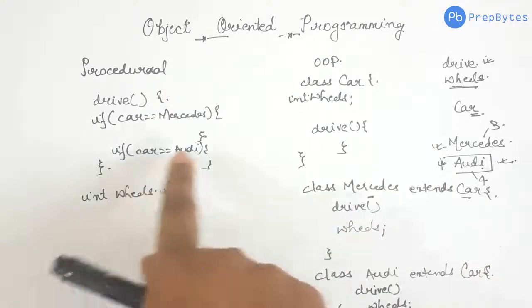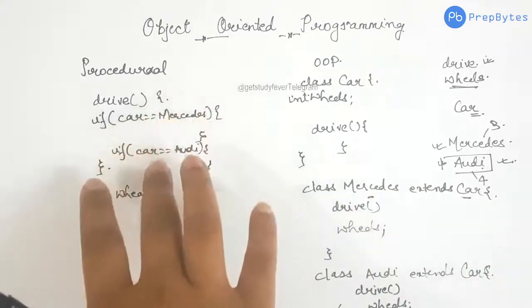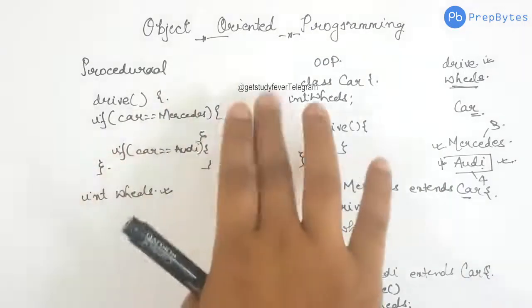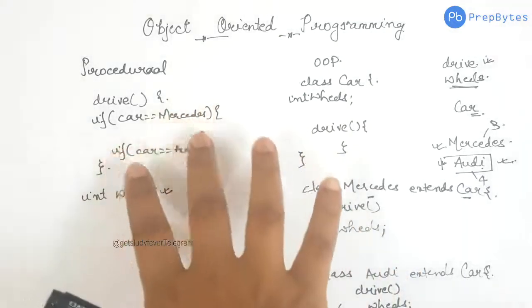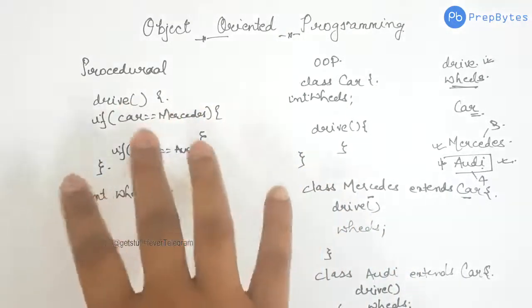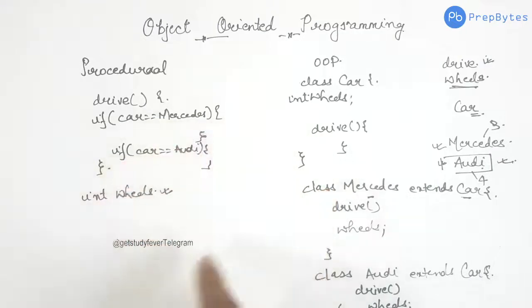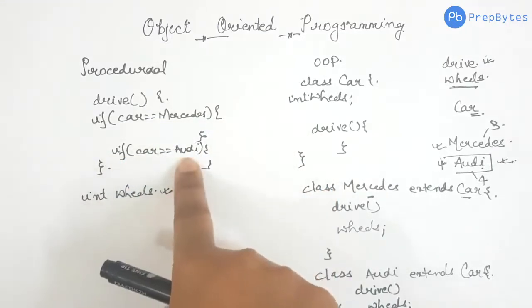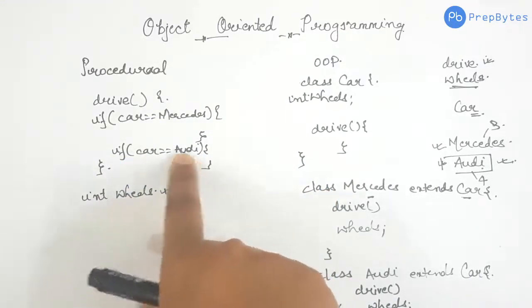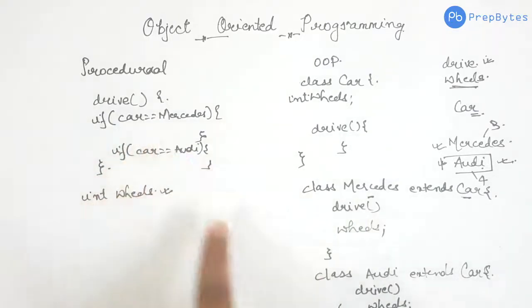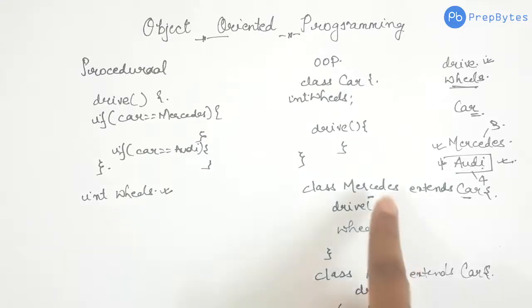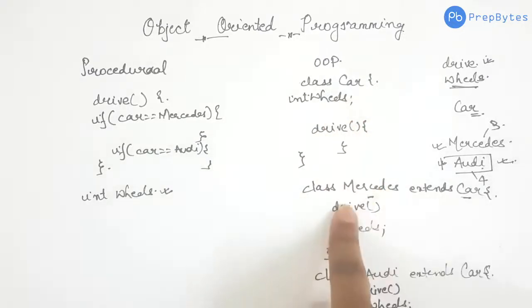Okay, so once you have written the code for Mercedes, and you have done the testing, you know that it's working fine. After you add Audi, what happens? You'll have to do the testing again because you're changing the existing code. But here in this case, if I add a new class Audi, I don't have to do the testing in these two particular classes. Why? Because I haven't made any new changes here.